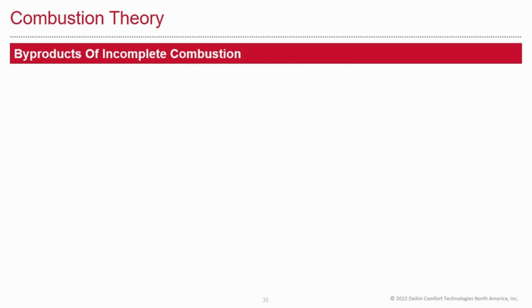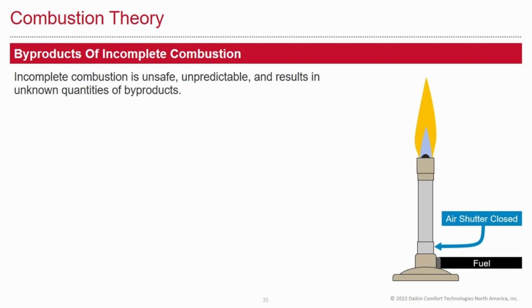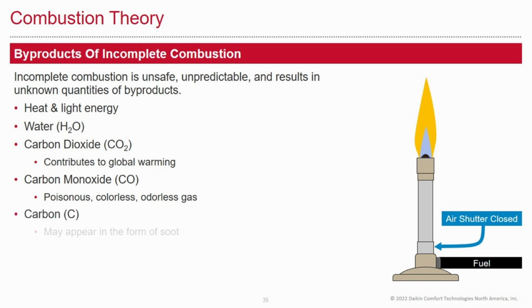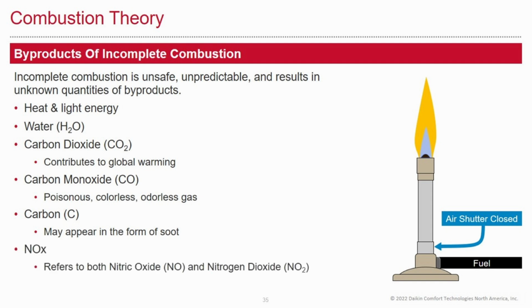Byproducts of incomplete combustion. Incomplete combustion is unsafe, unpredictable, and results in unknown quantities of byproducts: heat and light energy, water, carbon dioxide, which contributes to global warming, and carbon monoxide, a poisonous, colorless, odorless gas. Carbon may appear in the form of soot. NOx refers to both nitric oxide, NO, and nitrogen dioxide, NO2.